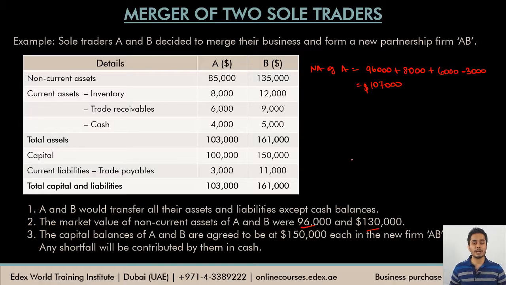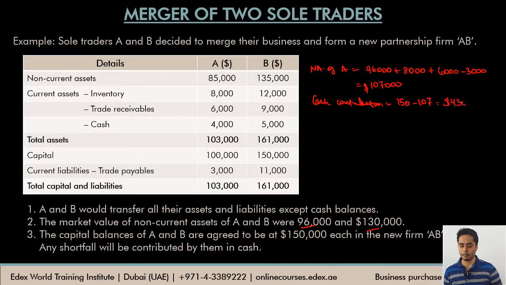Now, as per adjustment number 3, they want that each of the partners should have a capital balance of 150,000 in the firm, but the value of assets contributed by A in the firm would just be 107,000. So the cash contribution by A will have to be the difference between the capital required, which is 150,000, minus the value of net assets contributed 107,000. So 43,000 will be compensated or contributed by A in cash in the new firm AB.